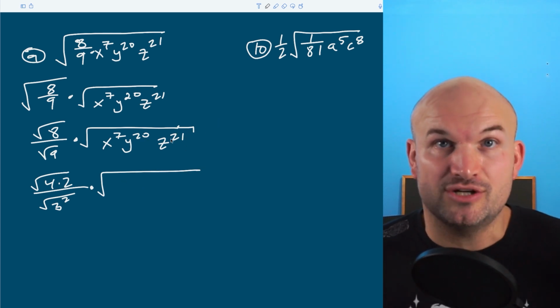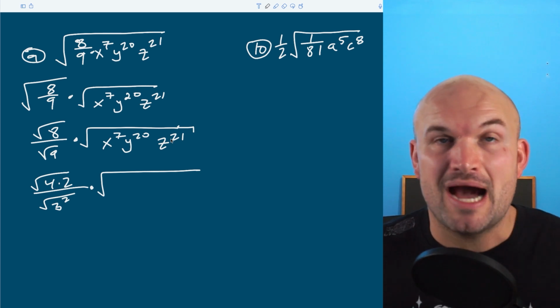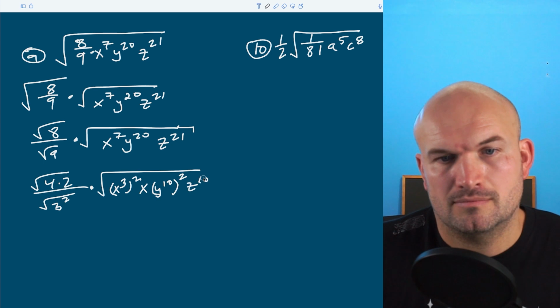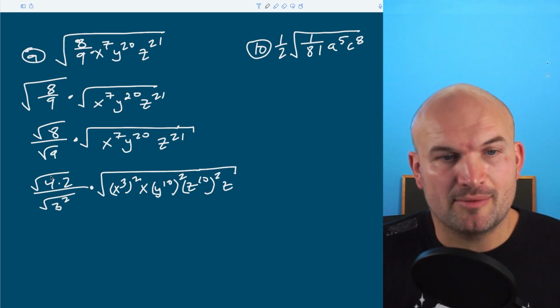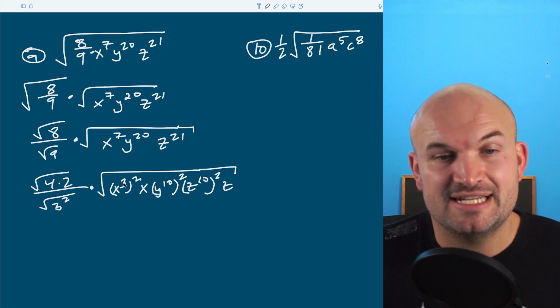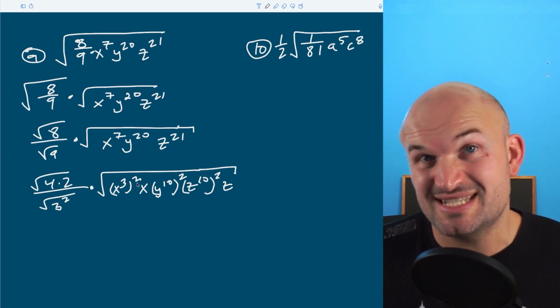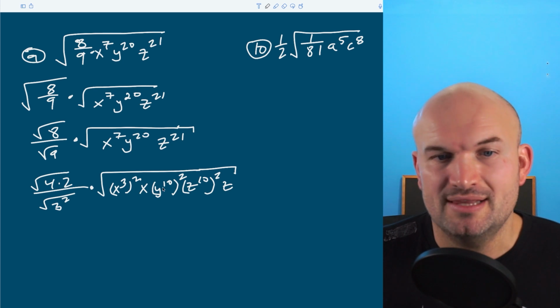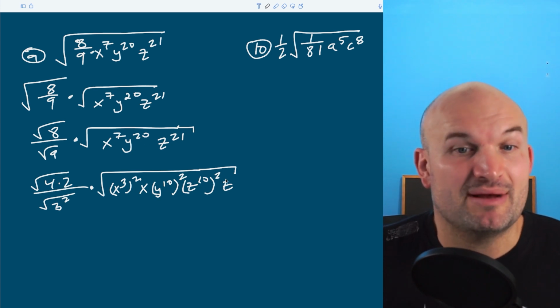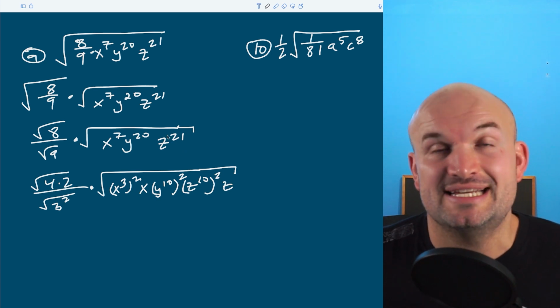And again, I want to make sure that I'm having them raised to that 2nd power. Anything left over, I'll use the product rule. So you can see here, I broke up 8 as 4 times 2 and 9 as 3 squared. For x to the 7th, I did x cubed raised to the 2nd power, which is x to the 6th times x. For y to the 20th, I did y to the 10th raised to the 2nd power, which is y to the 20th. And then z, I did the same thing, but I had to multiply by an extra z to get my z to the 21st power.